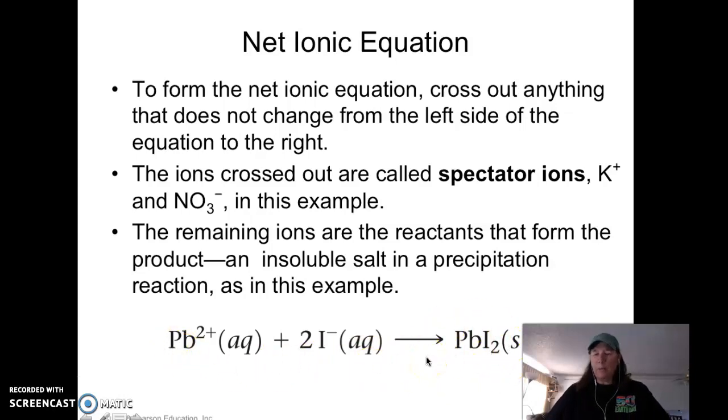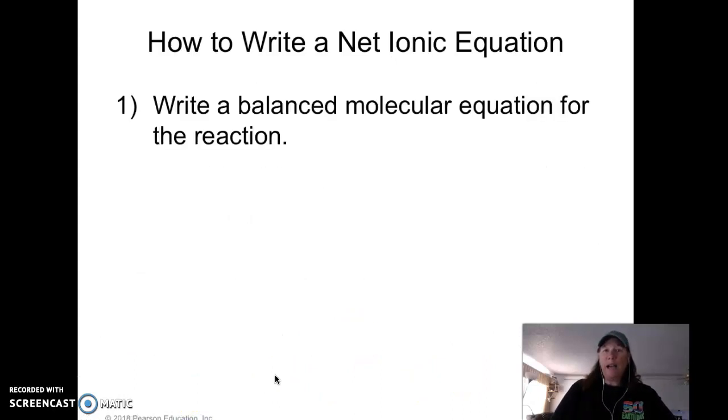So we have the molecular, where you have everything that's involved and it's balanced. And make sure you have a precipitate, because if you don't have a precipitate, you're done. Okay, then you break it down into ions, and then your net ionic equation is what's really involved. So that's crossing out your spectator ones. Okay, so how to write a net ionic equation.